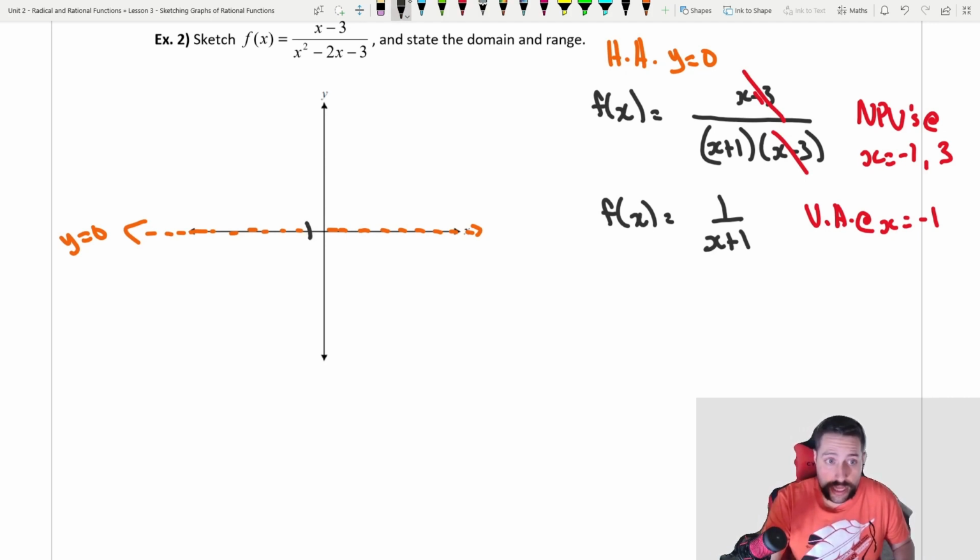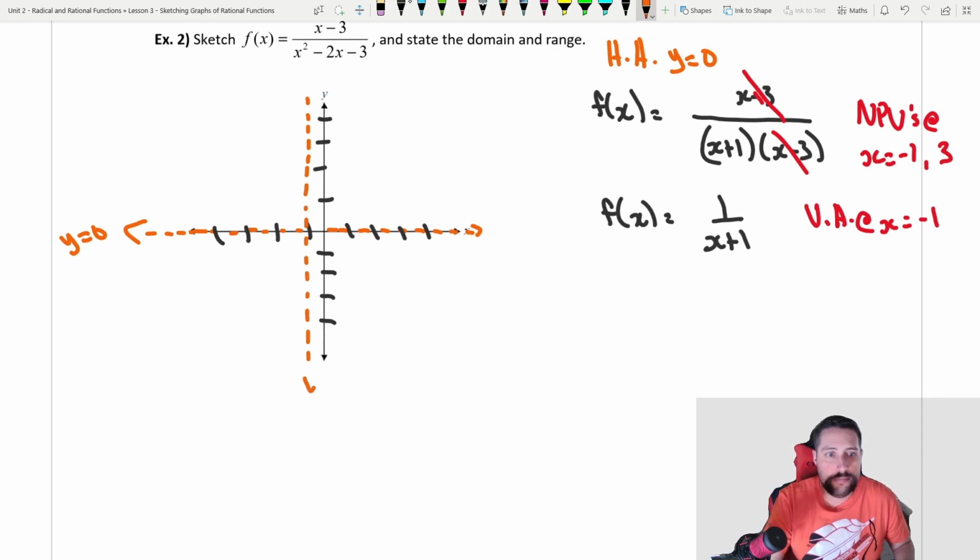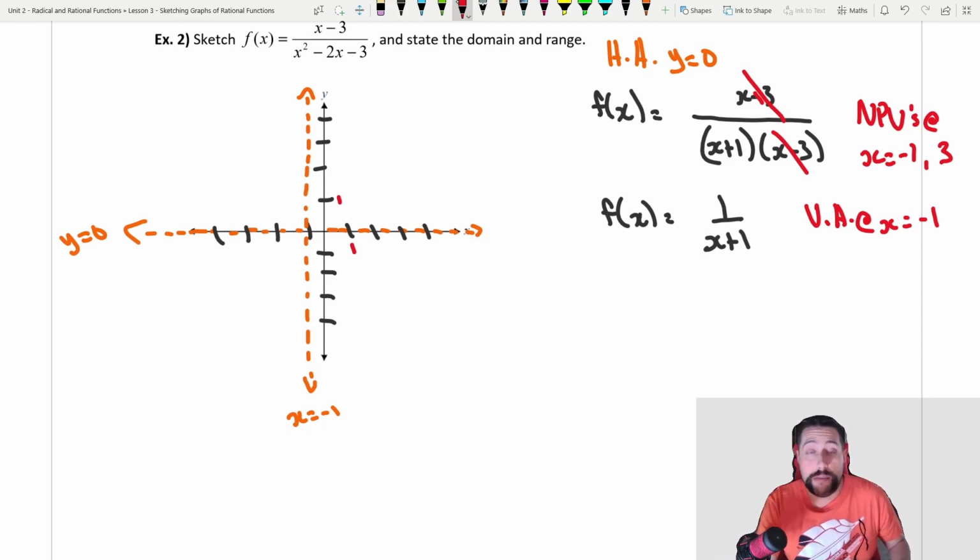Let's just add some points here. Let's add the vertical asymptote at x is equal to -1. So here is our vertical asymptote at x is equal to -1. Let's add in some points as well: the y's are going up by 1, and the x's are going up by 1.